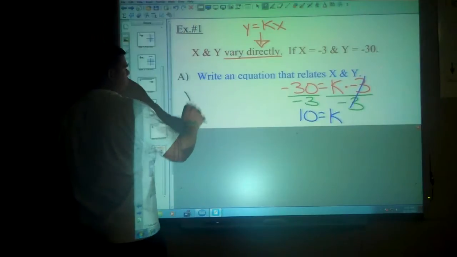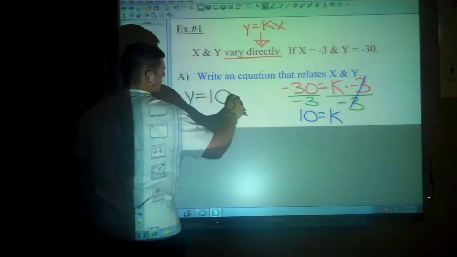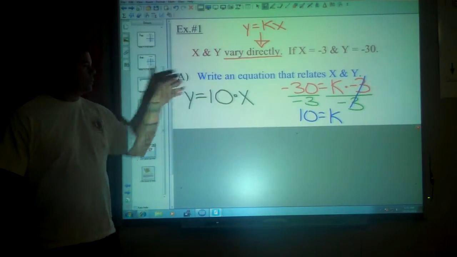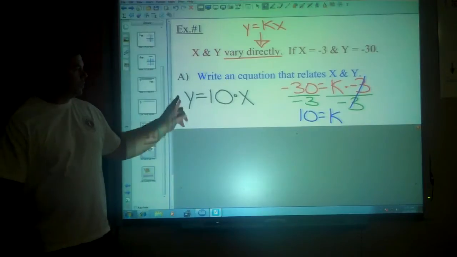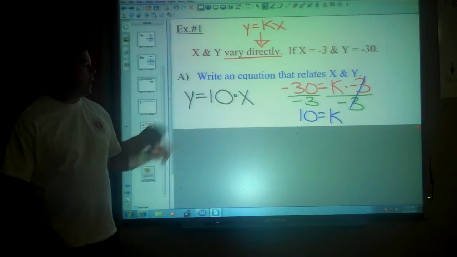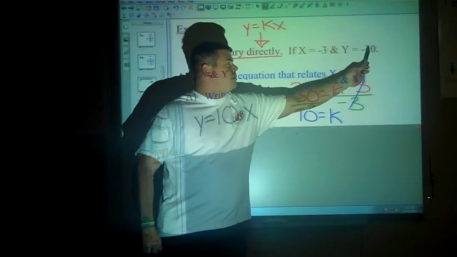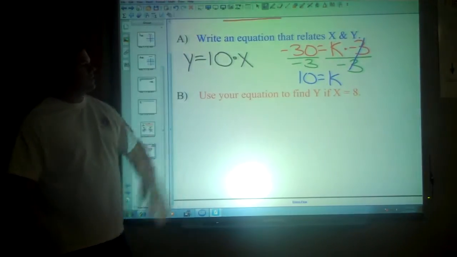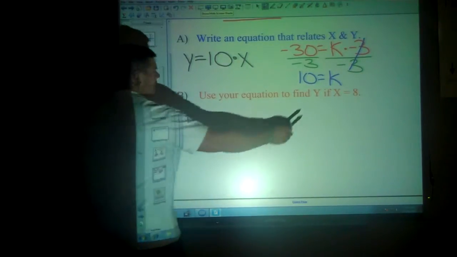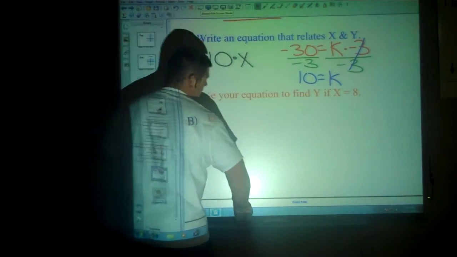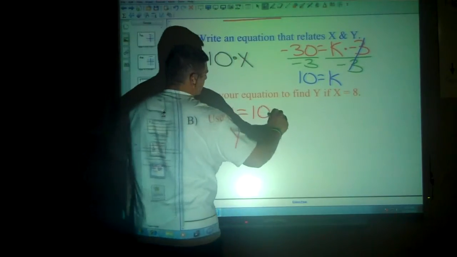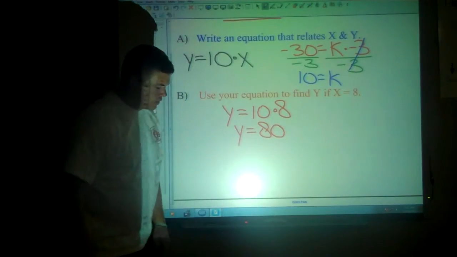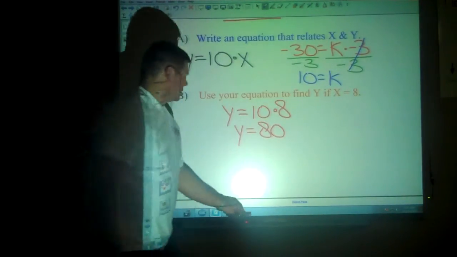What we want is y equals the newfound constant with the generic y and x just waiting for values to be plugged in for x to equal y. So this is the connection between x and y. The connection is take your x and multiply it by 10 and you'll get your y value. Okay, great. Now that I know that connection, see if you can use the connection to find this y value when x is equal to 8, which means y equals 10 times 8. So y equals 80. Because the relationship was y is whatever x is times 10.